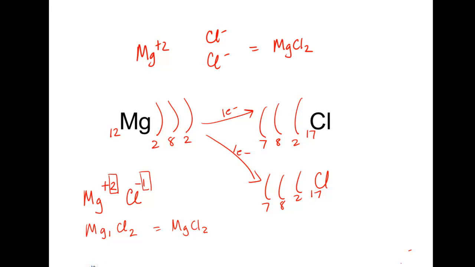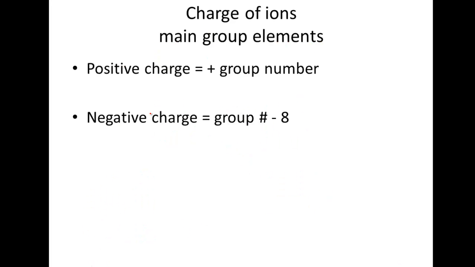So let's look at, again, positive charge is equal to positive the group number, and this is for group 1A, 2A, and for the aluminum in group 3A. And the negative charge is the group number minus 8 for group 5A, 6A, and 7A. Group 4 is a little bit messy. There's some metals and nonmetals in that group, and we're not going to consider those at this time.